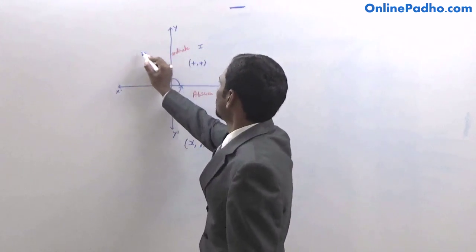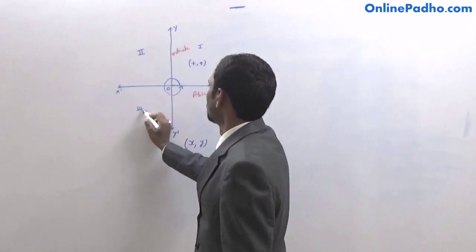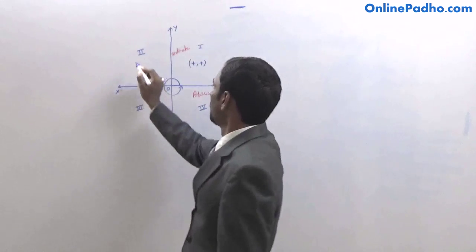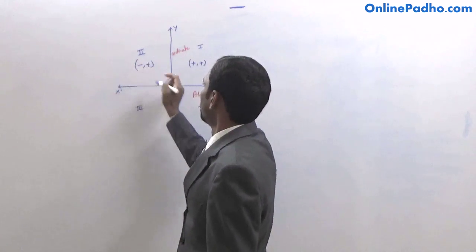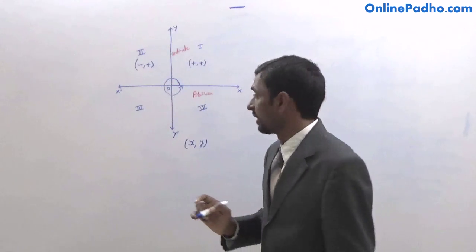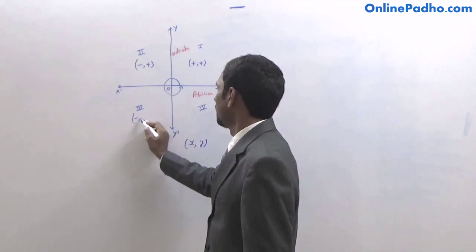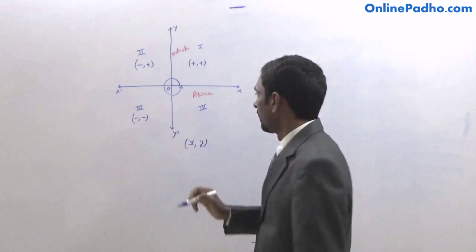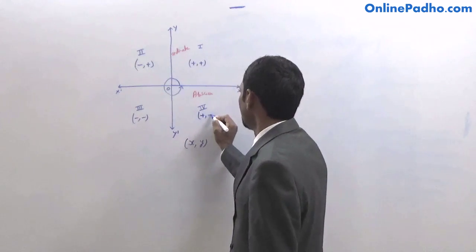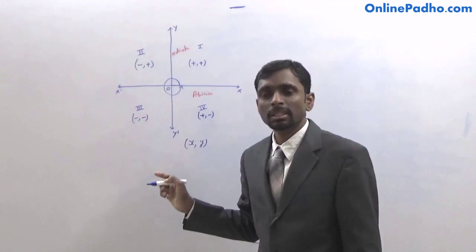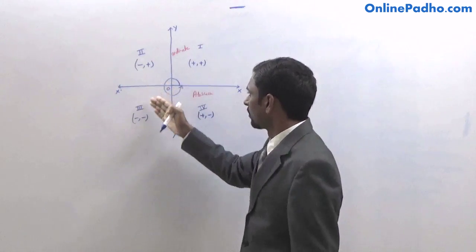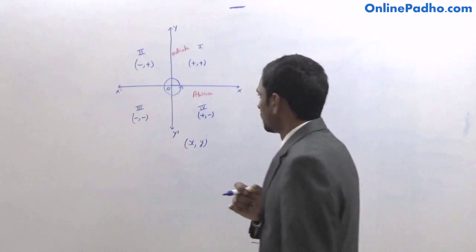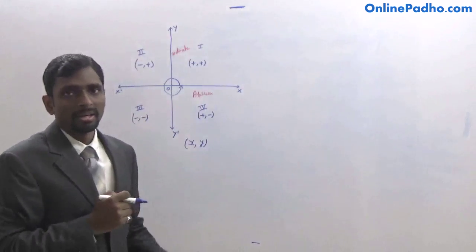So this is the first quadrant, this is called the second quadrant, this is called the third quadrant, and this is called the fourth quadrant, right? Every point in the second quadrant is represented as negative, positive. Means x is negative and y is positive, right? Every point in the third quadrant will be negative, negative, means x is negative and y is also negative, right? Every point in the fourth quadrant is positive, negative, means x is positive and y is negative, right? So these are the four quadrants. You can represent a point on the coordinate axis this way.